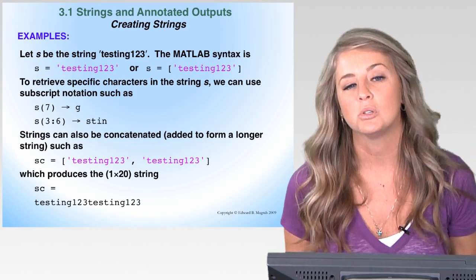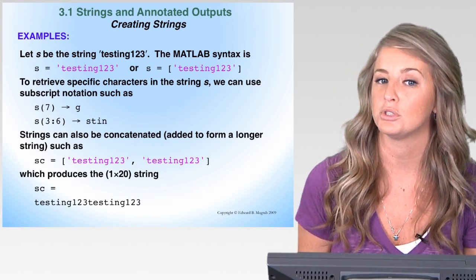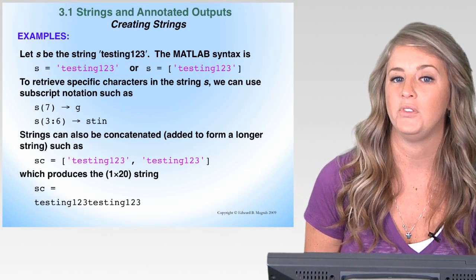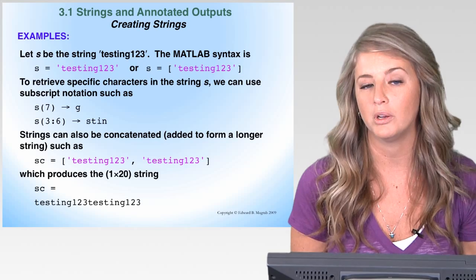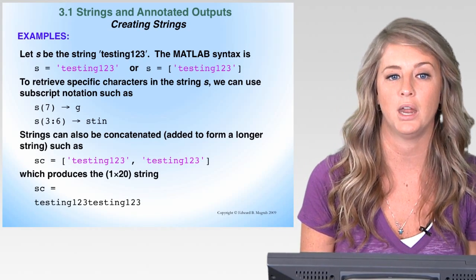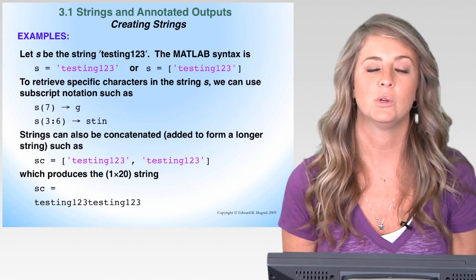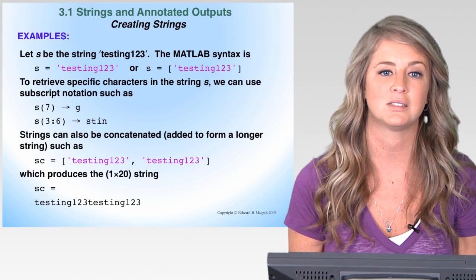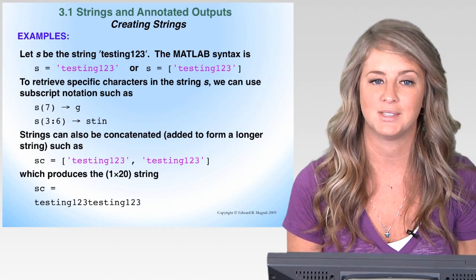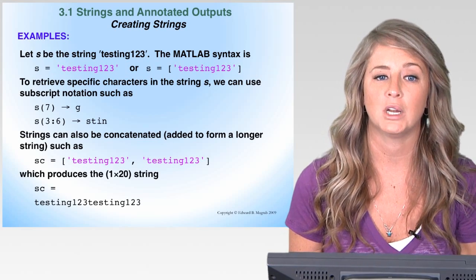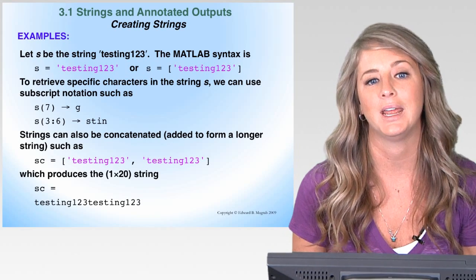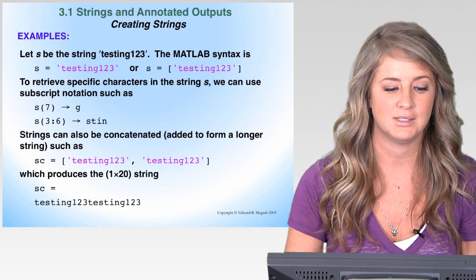Remember the subscript notation that we discussed from Chapter 2 with matrices and vectors? We can access elements of these strings, or a group of characters from strings, by using that subscript notation again. So for example, in testing 1, 2, 3, if we wanted to access the letter G, we could use S and then subscript 7 notation. Or if we wanted to access a group of the characters, such as the STIN, then we could use this S(3:6) notation.